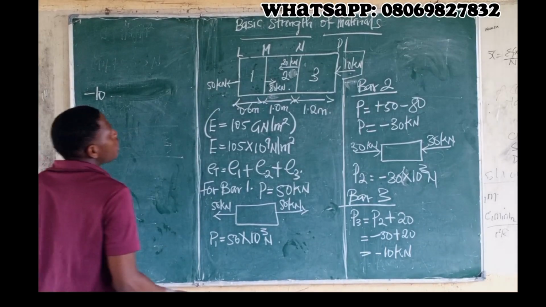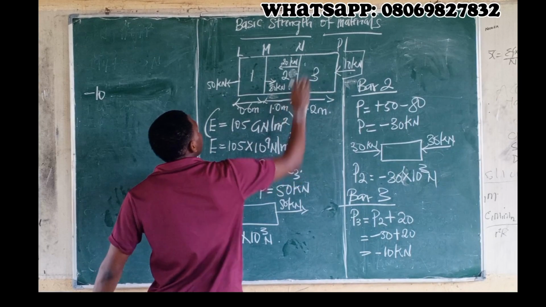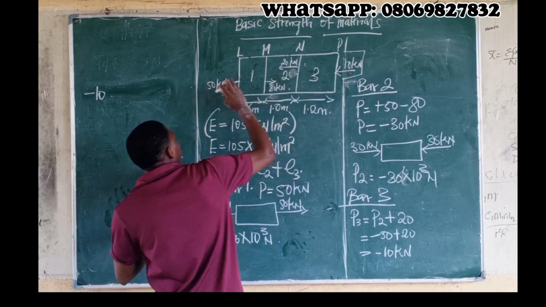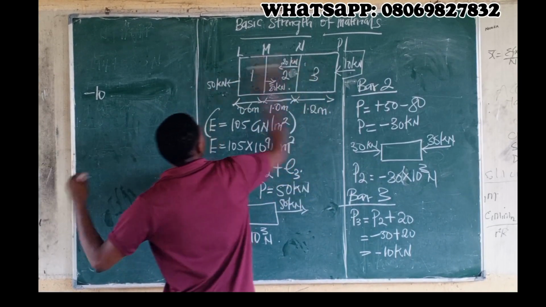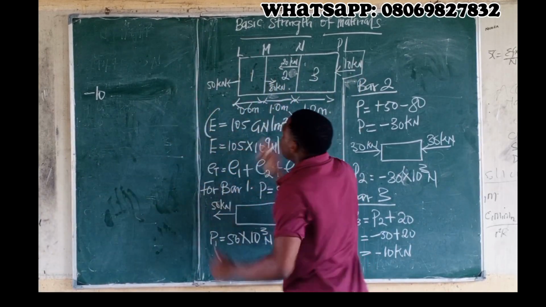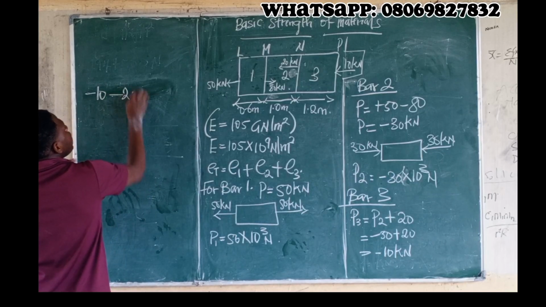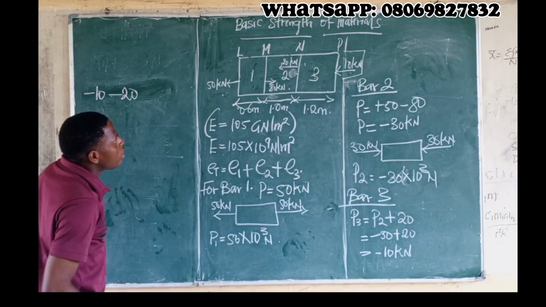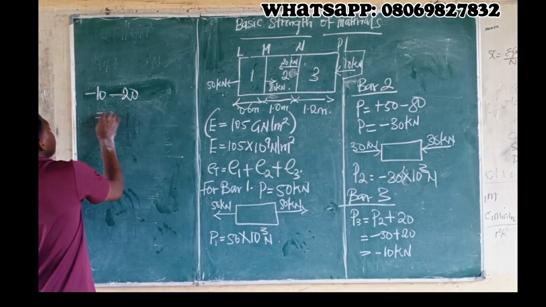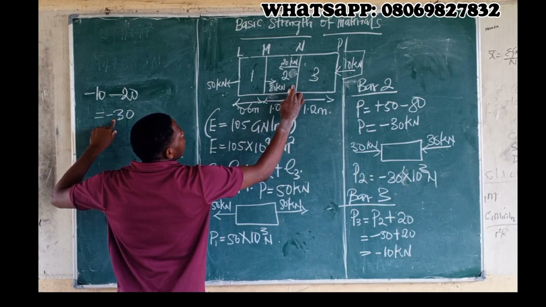What's the next thing we are seeing? If this is coming in, this is coming in too. So this is a compressive force, because we are considering it like this. You are still pushing this thing. If you continue pushing it, it is minus 20. Now if you do that, you have minus 30. So minus 30 will be the one standing here.